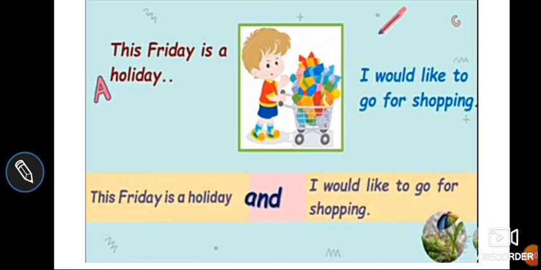This Friday is a holiday. I would like to go for shopping. Now these two sentences are giving us some information. So how do you combine these two sentences? This Friday is a holiday and I would like to go for shopping.